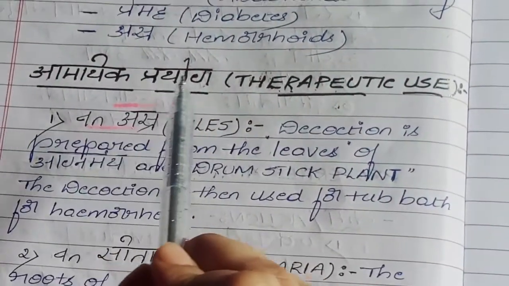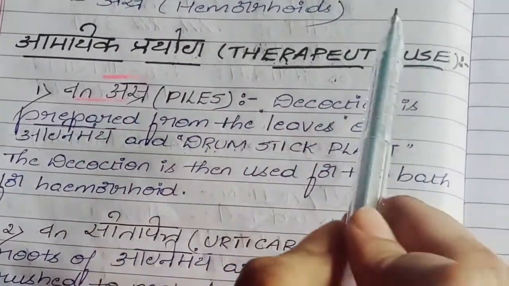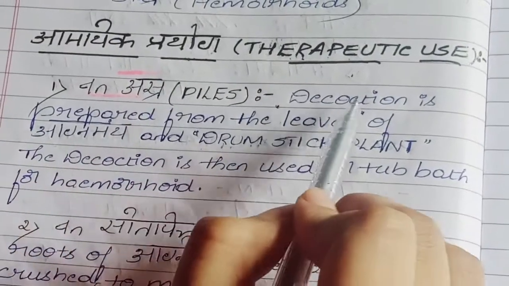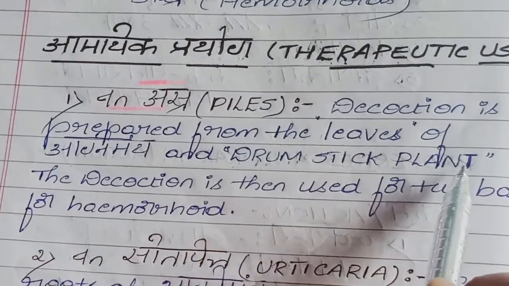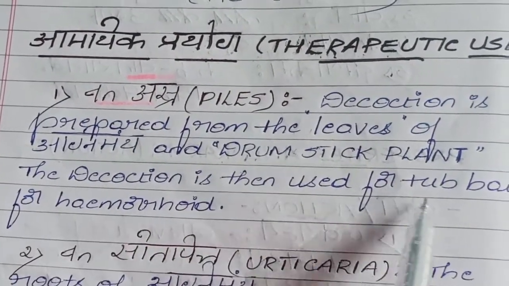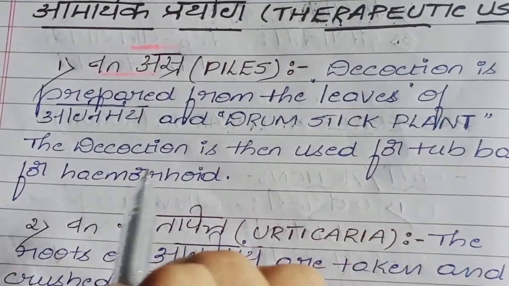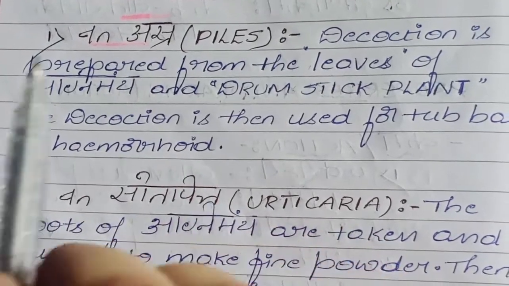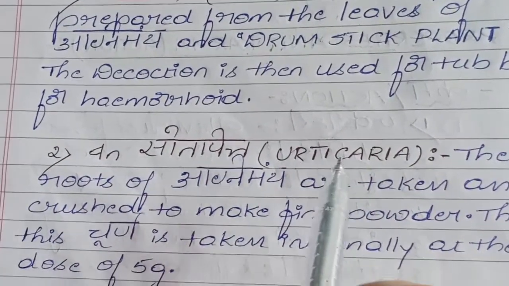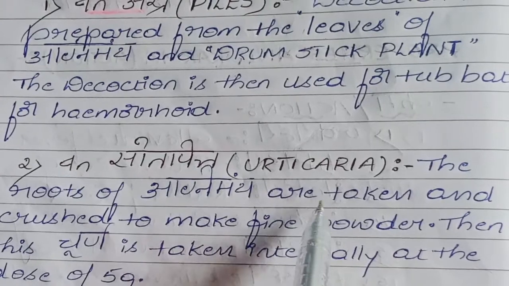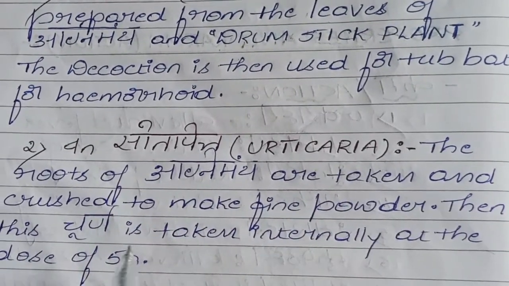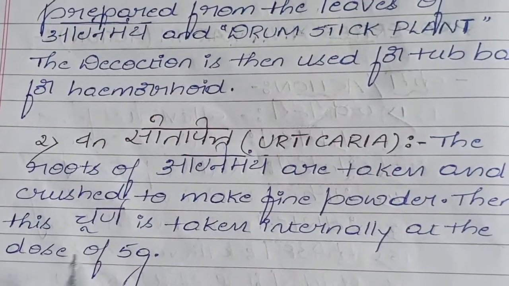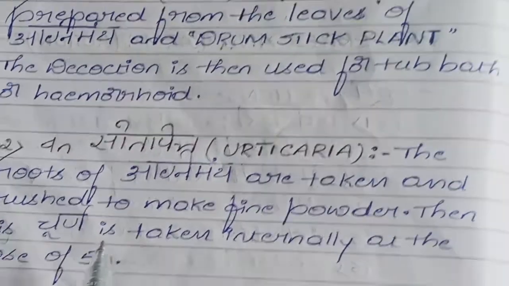Coming to the Amayika Prayoga, therapeutic use of the drug. In Arsha, piles, a decoction is prepared from the leaves of Agnimantha and drumstick plant. The decoction is then used for a tub bath for the hemorrhoid condition. And in Sheetapitta, that is urticaria, the roots of the Agnimantha are taken, then crushed to make a fine powder. Then this churna is taken internally at a dose of about 5 grams.